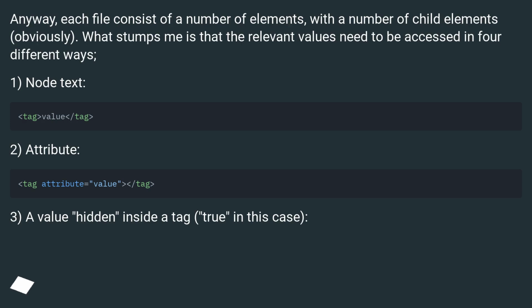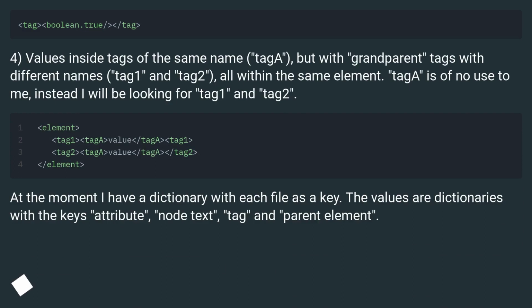1. Node text. 2. Attribute. 3. A value hidden inside a tag, true in this case. 4. Values inside tags of the same name, tag, but with grandparent tags with different names, tag 1 and tag 2, all within the same element. Tag is of no use to me, instead I will be looking for tag 1 and tag 2.